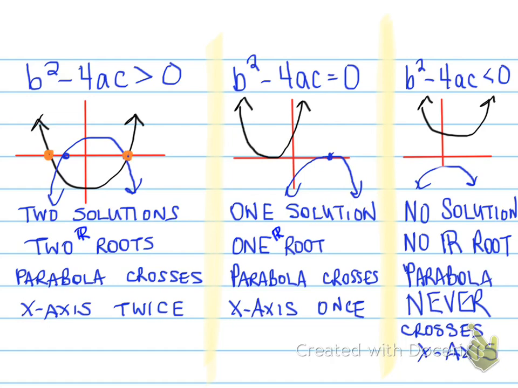So we have to remember that about the discriminant. It tells us how many times the parabola will touch the x-axis. This is going to be important in the future.